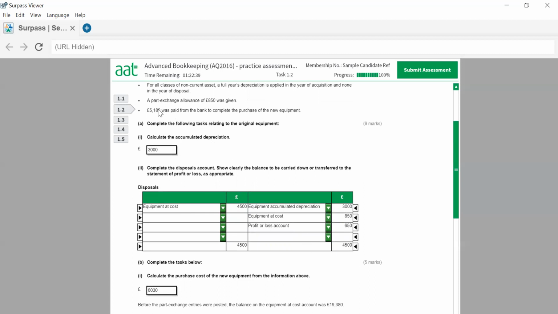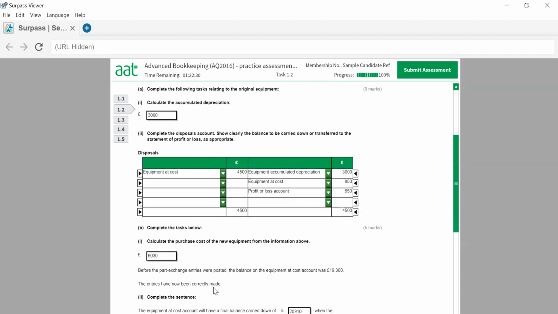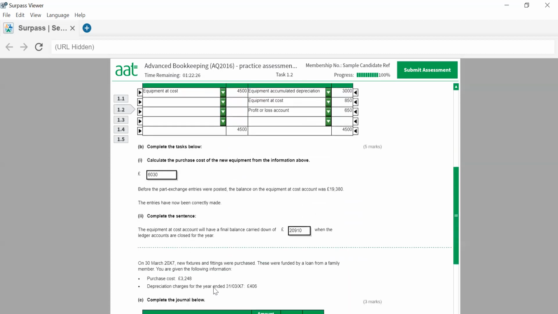So 5,180 plus the part exchange of 850, which means the cost is 6,030. Next thing it says, before the part exchange entries were posted, the balance of the equipment cost was 19,380. At this point, I would draw the T account again. So the actual balance brought down of the equipment was 19,380 on the debit side, okay?